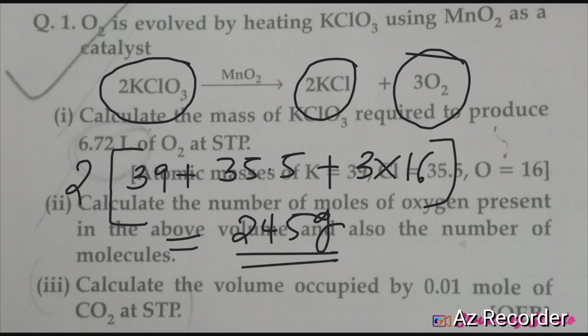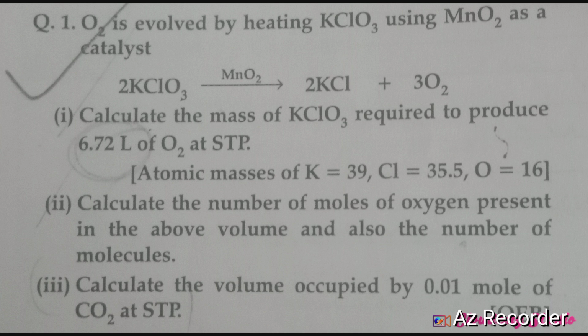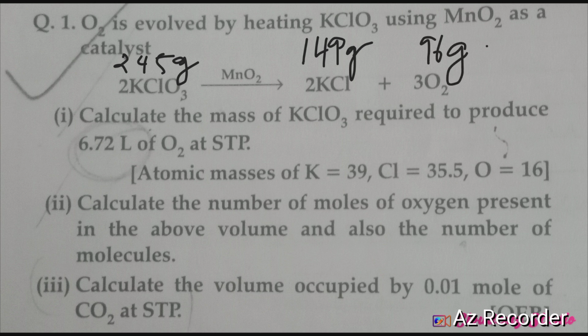So let's write it down. Mass is 245 grams. In a similar fashion we can calculate the mass of 2 KCl, which would be about 149 grams. Similarly, the mass of oxygen would be 96 grams. This is a preliminary step which we have to do. Now we can calculate the mass of KClO3 required to produce 6.72 liters of oxygen gas.